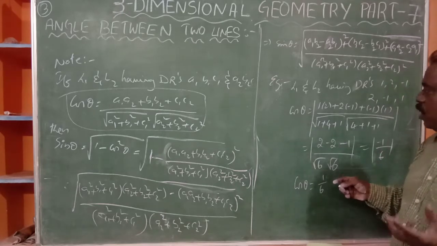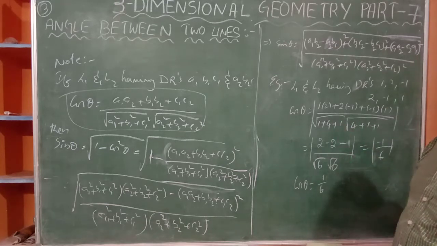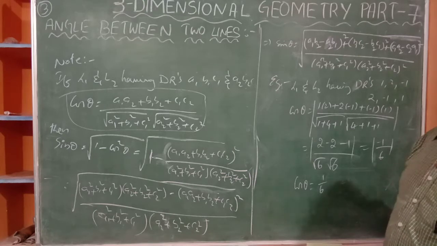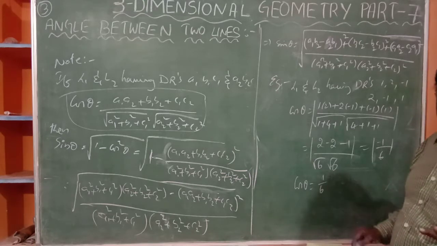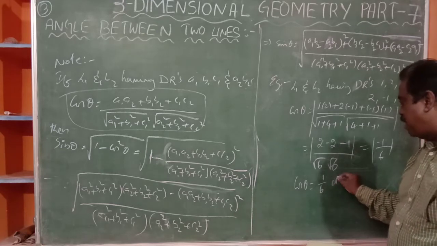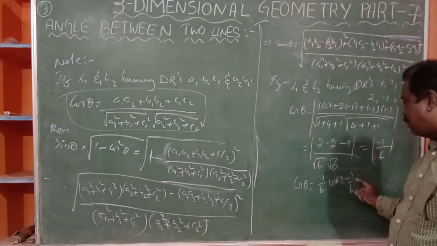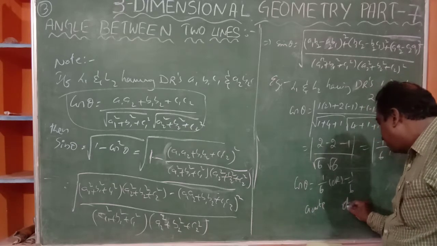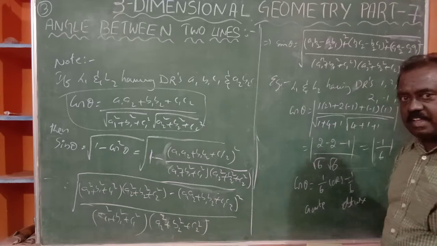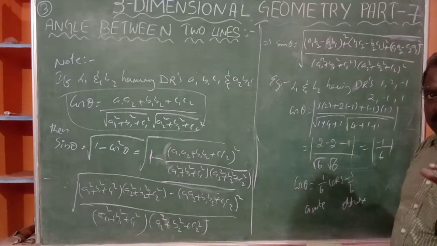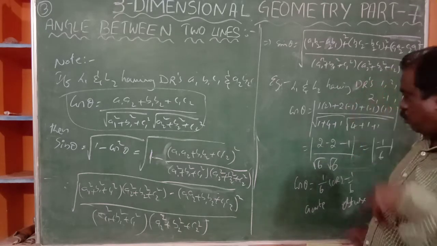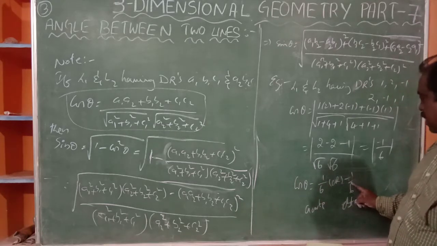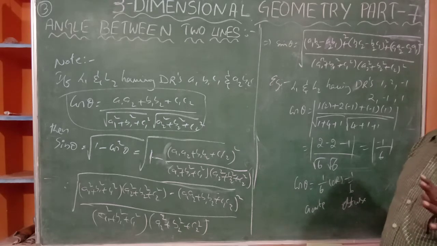Because why we are putting this cos theta in the modulus means plus and minus are there. If we are asked the angle between the two lines acute, you use plus. Or it may also be minus 1 by 6, it is obtuse. If cos theta is positive value, that is in between 0 and 90, so acute angle. If you take plus, it is acute angle. If you take minus, it is an obtuse angle. Okay, like that.